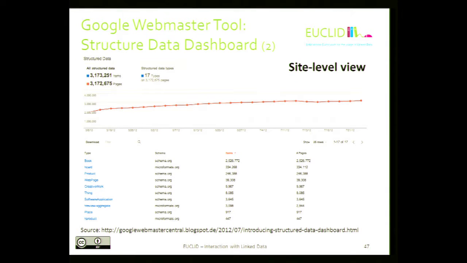This is an example of the site level view, where you can see the amount of structured data on this site evolving over time. And at the bottom, you can, for example, see that you have over 2.5 million instances of the class book available on your website.